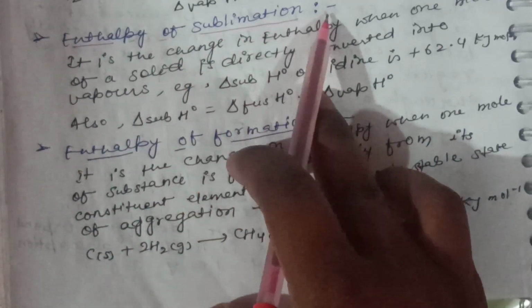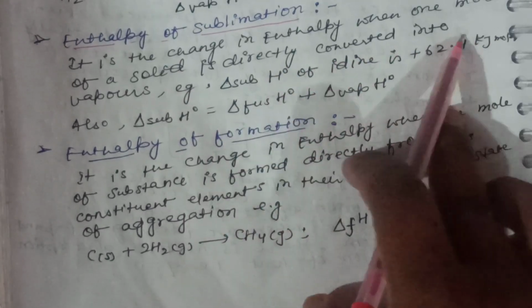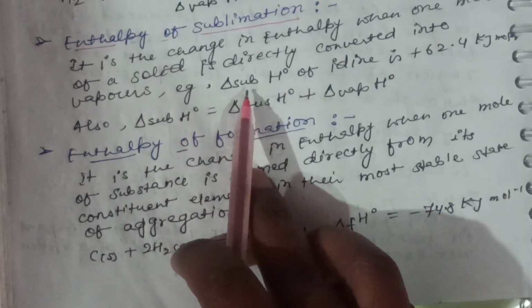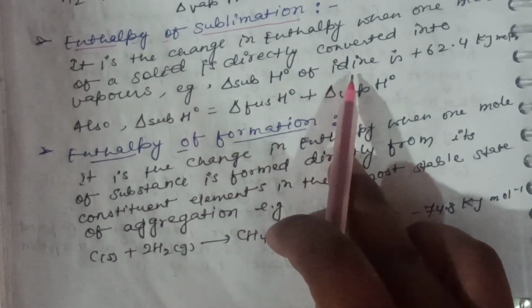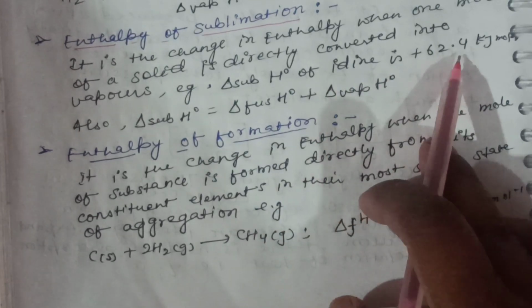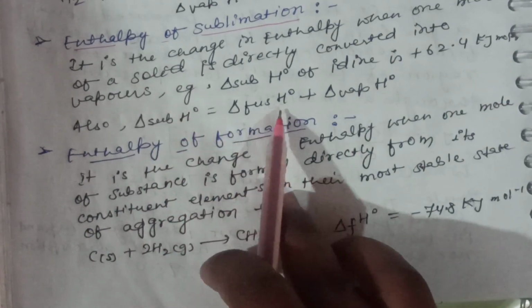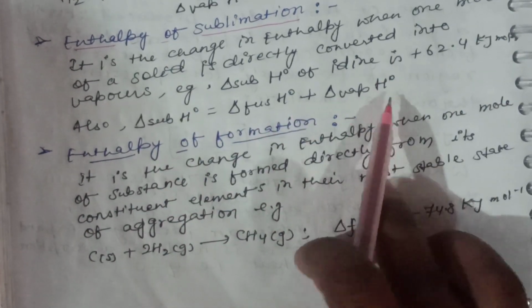Enthalpy of sublimation: it is the change in enthalpy when one mole of a solid is directly converted into vapors. For example, del sublimation H naught of iodine is positive 62.4 kilojoule per mole. Also, del sublimation H naught is equal to del fusion H naught plus del vapor H naught.